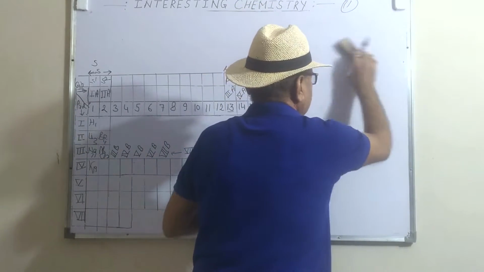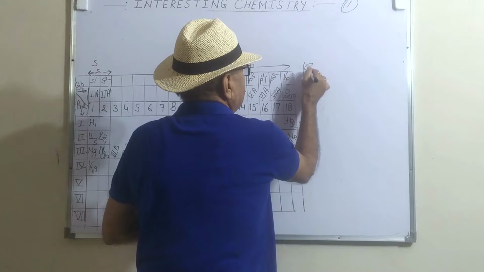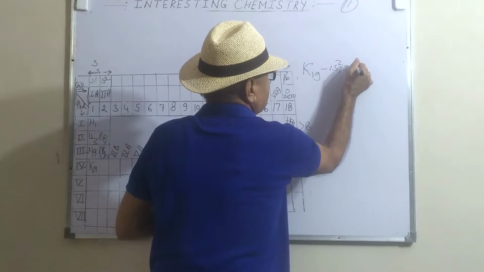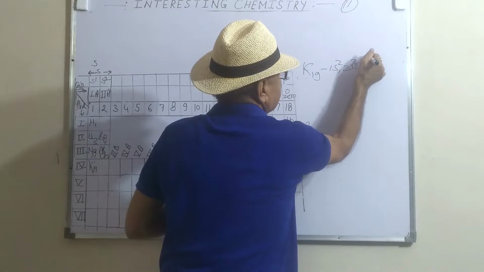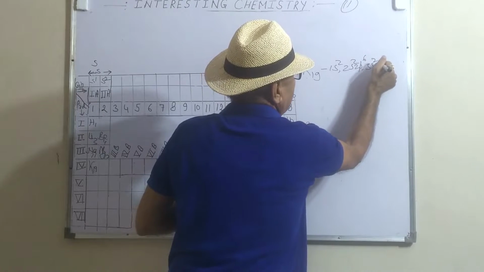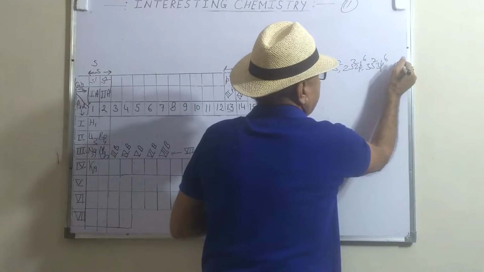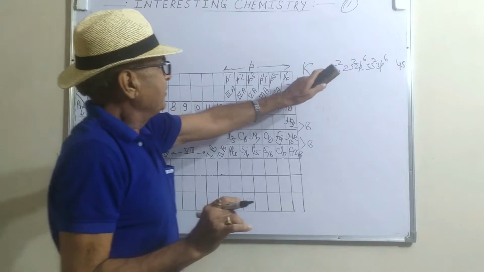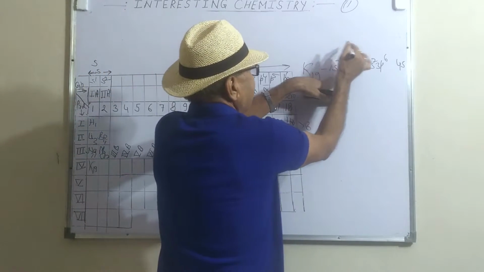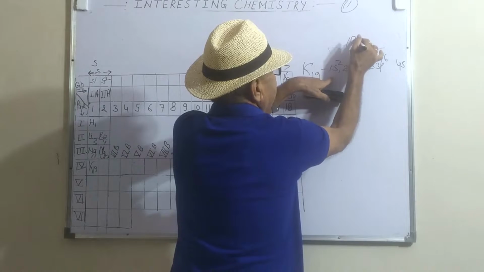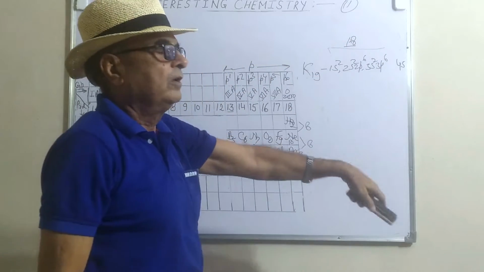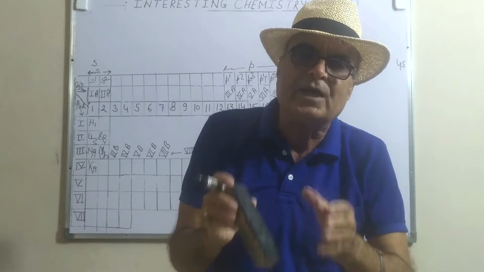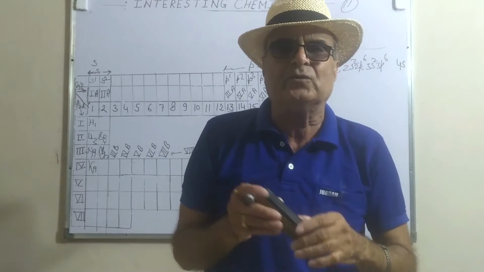Think about potassium. This is potassium. 1s2, please write it down clearly, 2s2, 2p6, 3s2, 3p6 and 4s, 3d. Here still there are 18 electrons. These are 18 electrons. Now we will decide the place of the 19th electron.